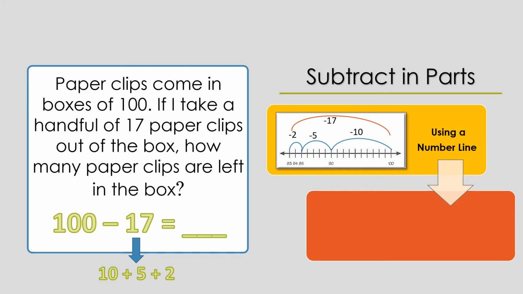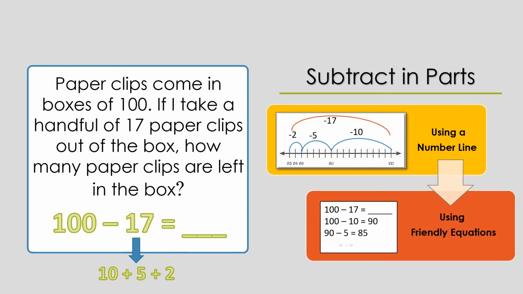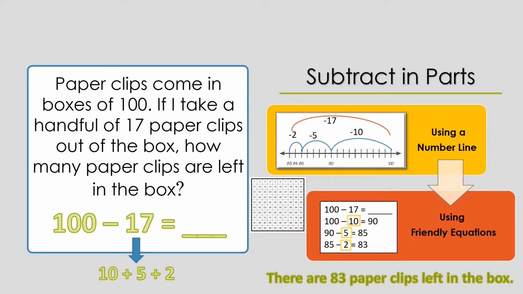We can also show how we subtract in parts by using friendly equations. You will notice that these friendly equations show the same thing we just did on the number line without drawing the number line model. 100 minus 17 equals 83. So there are 83 paper clips left in the box. Remember that you can always use a hundreds chart to help provide support as you count back to subtract in parts.